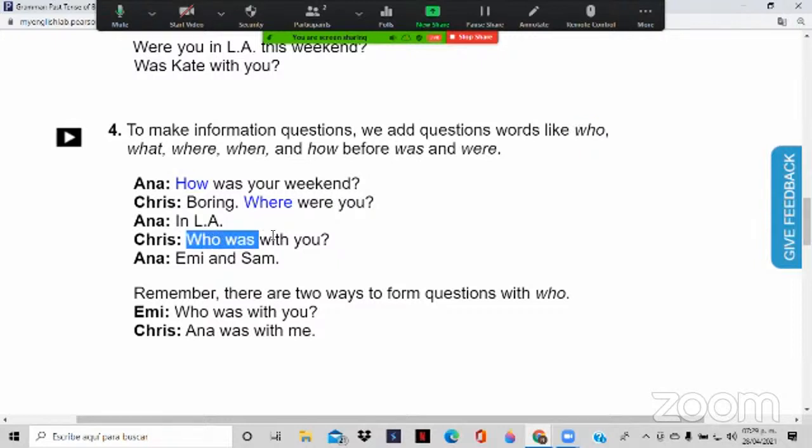Who was with you? ¿Quién estaba contigo en singular? ¿Ok? Y aquí tenemos, claro, por supuesto, en inglés siempre tenemos que identificar de quién estamos hablando. Podría ser who were with you. ¿Quiénes estaban? ¿Ok? Was y were. Let's continue.